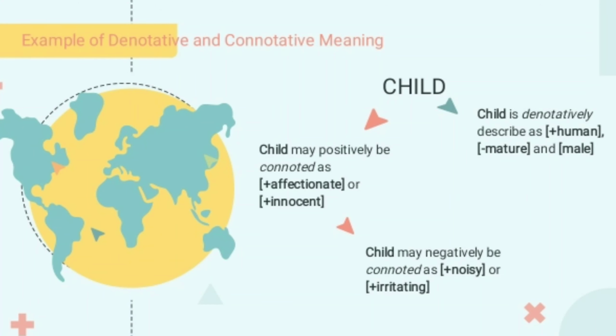Okay, to improve your understanding about denotative and connotative meaning, let's see an example of those meanings. We use the word child for this example. Child is denotatively described as human, immature, and young. Besides, child may positively be connoted as affectionate or innocent, and child may negatively be connoted as noisy or irritating.